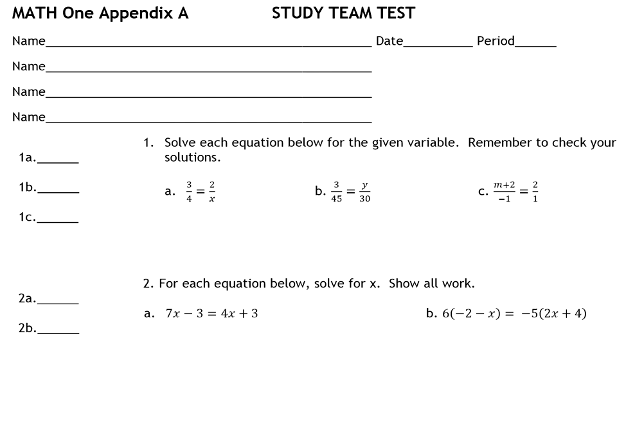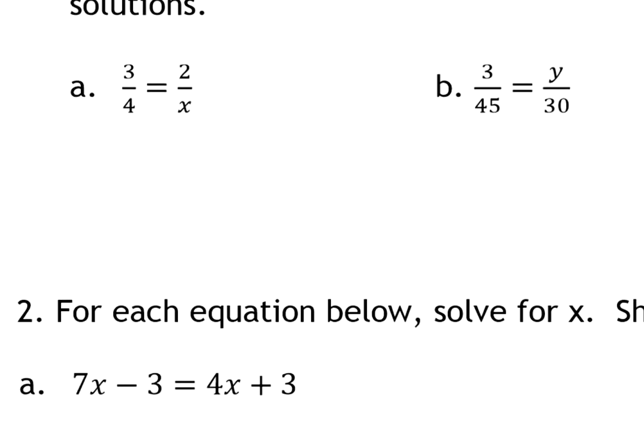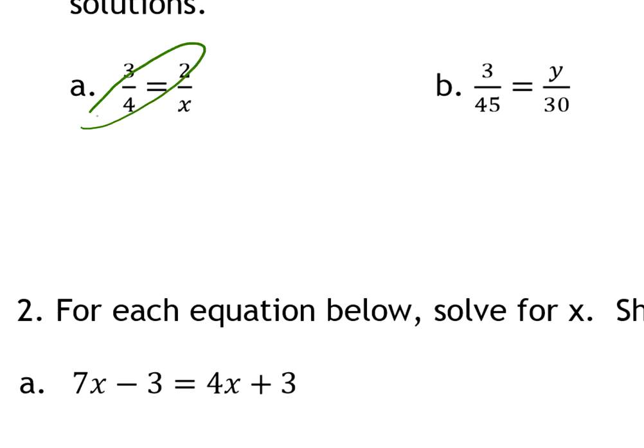Number 1 says solve each equation for the given variable. Remember to check your solutions. So let's go ahead and look at question A. A is a proportion. In fact, all three of these are proportions. That means that I have ratios that are equal to each other. If I have proportions, one thing that I can do is consider the fact that the cross products are equal.